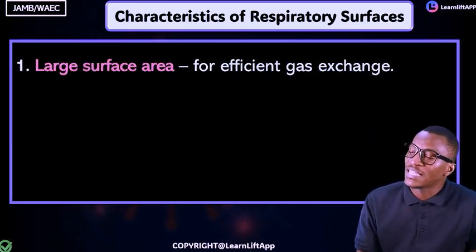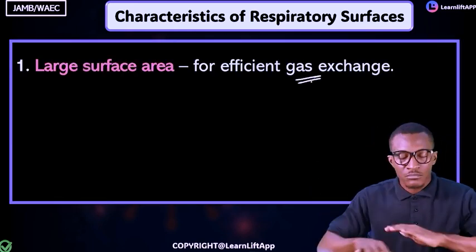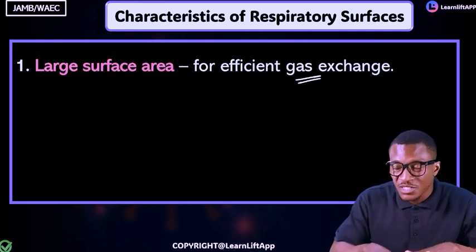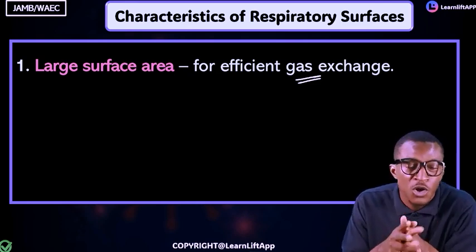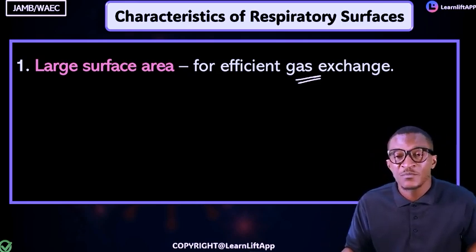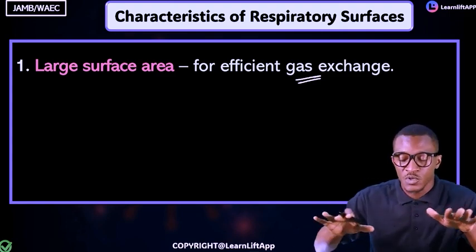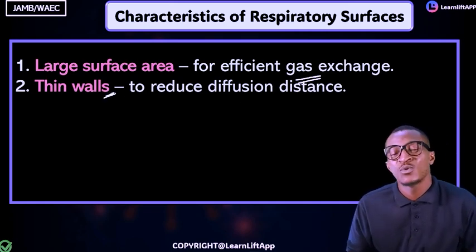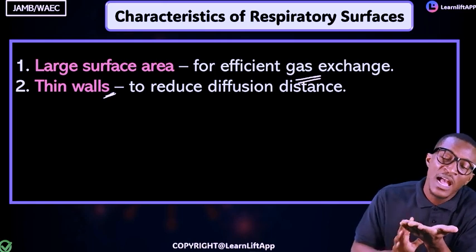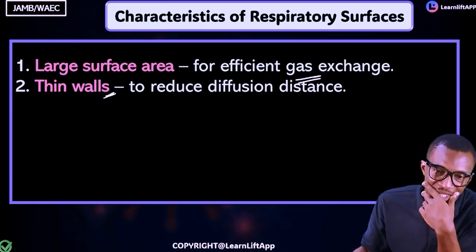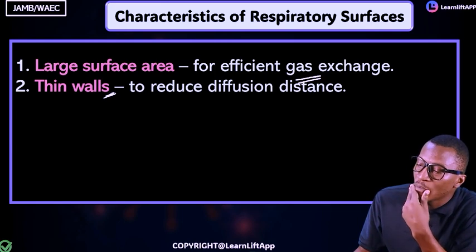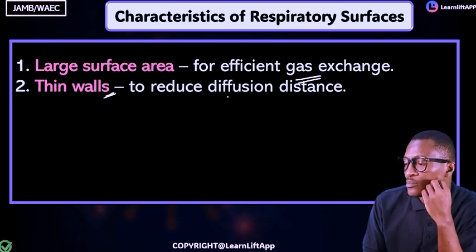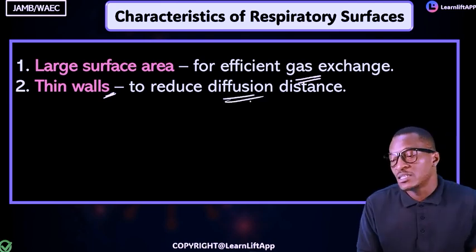Well, the first one is that they have a large surface area. Every respiratory surface must have a large surface area where gaseous exchange can take place. Large surface area means the place must have space for oxygen to diffuse. Number two, thin walls. They must have thin walls, not thick walls, because thin walls permit permeability of gases. Thin walls reduce diffusion distance, so diffusion can easily take place.